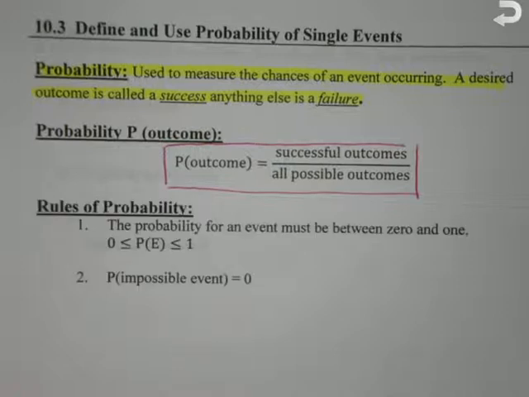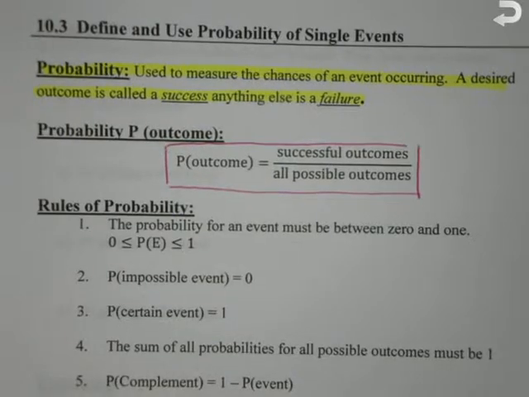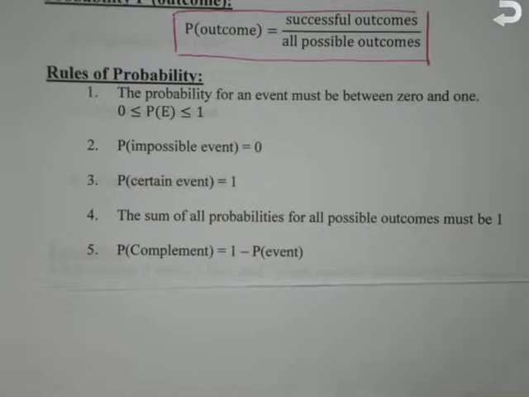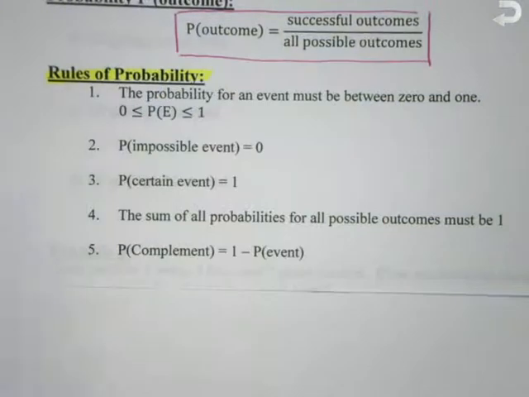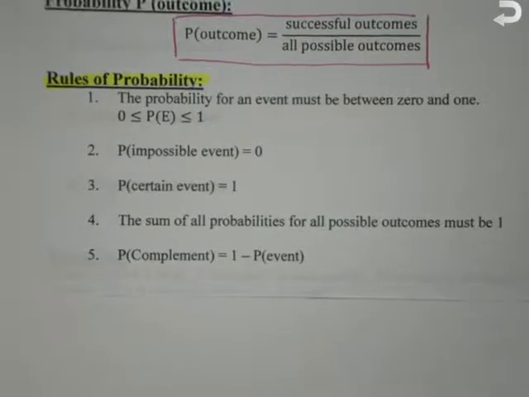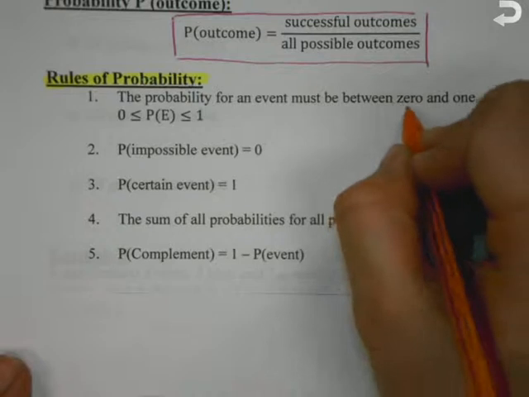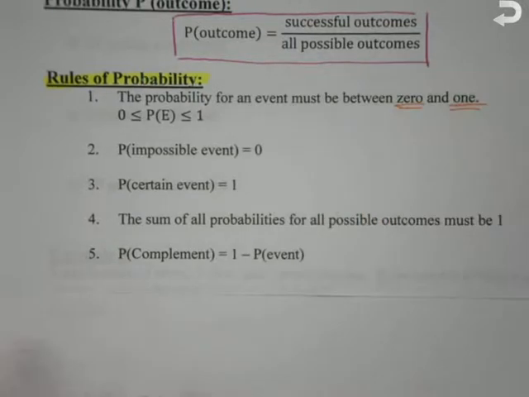A couple of things you need to know about probability. We do have some rules of probability. Probability is expressed as a fraction, and the event must be between 0 and 1. So you should never have an improper fraction. You should always have 1 over 6, 2 over 5, 3 over 4. You should never have a bigger number in the numerator than in the denominator. It always should be between 0 and 1.